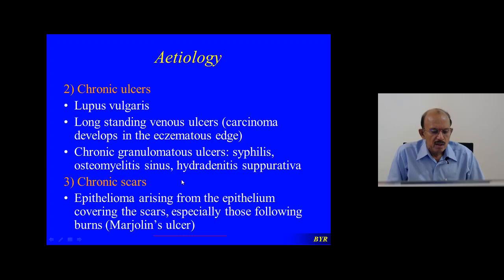Epithelioma is an epidermal tumor. Then how can an epidermal tumor occur from a scar? A scar is made of fibrous tissue. So how can an epidermal tumor occur there? That means the thin epidermis covering the scar tissue is responsible for the development of epithelioma. And that epithelioma developing over the scar is known as the Marjolin ulcer.